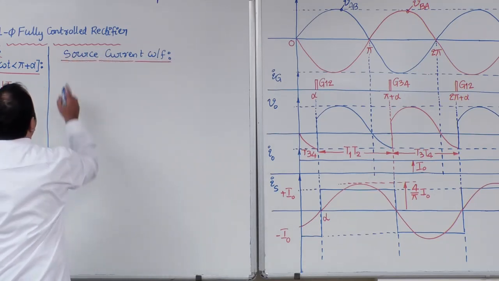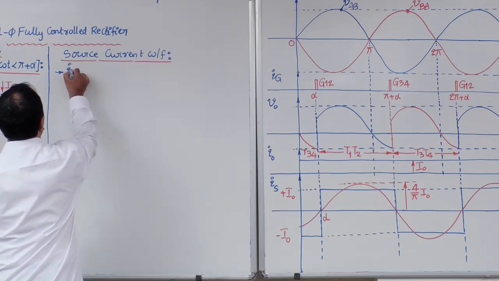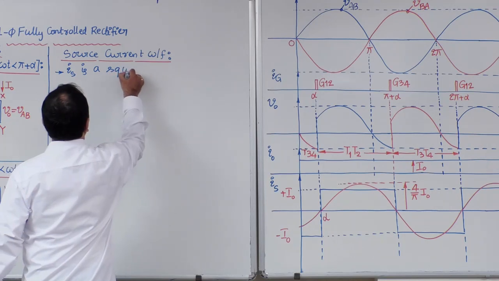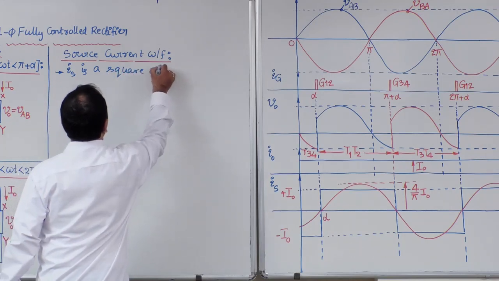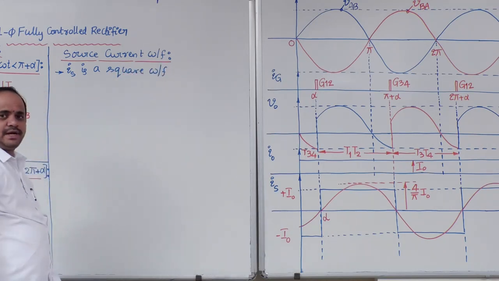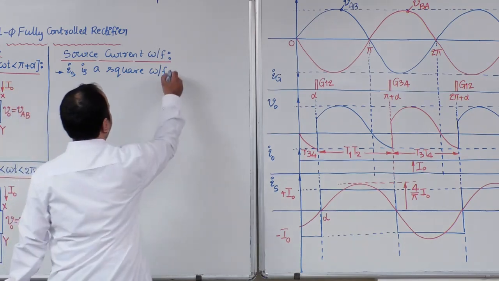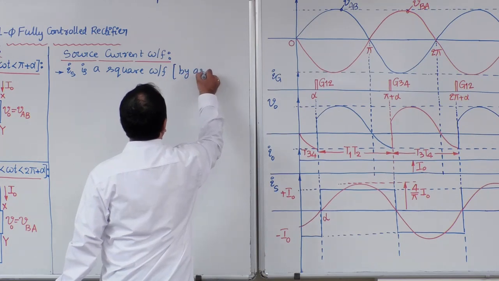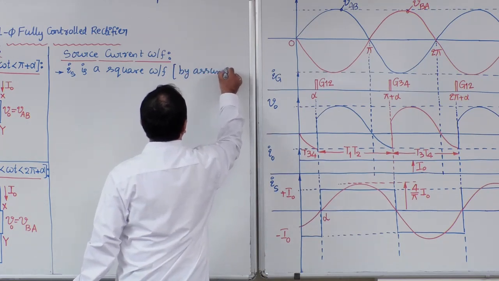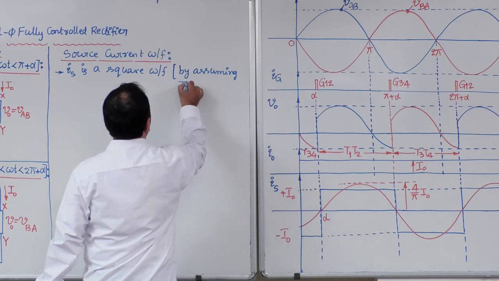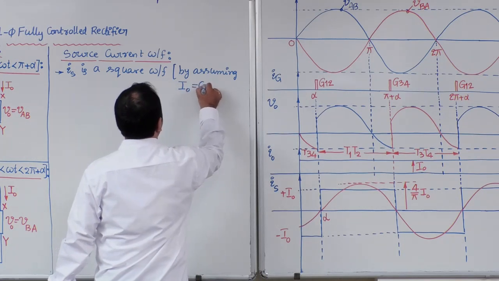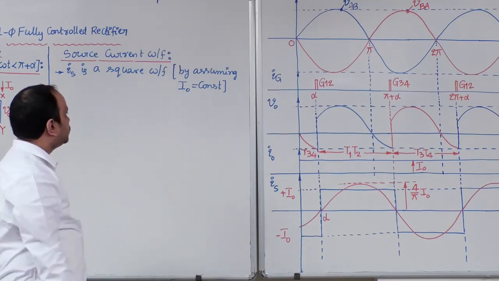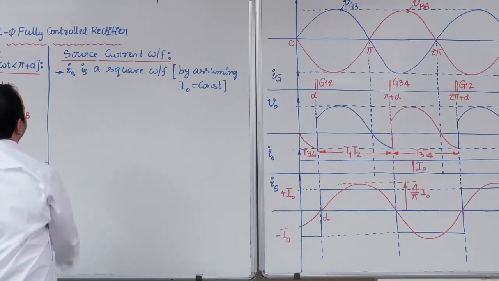Source current waveform. Now, first point is the source current is a square waveform, by assuming the load current is equal to constant.